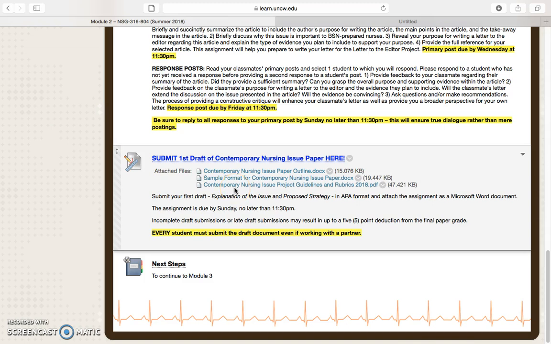None of your drafts are graded, okay? However, if you submit me an incomplete draft or you do not submit the draft on time, this may result in a 5-point deduction from the final paper grade. So please, if you are going to be late on a paper or if you are having problems formulating your paper, ask for an extension before just submitting your paper late or incomplete.